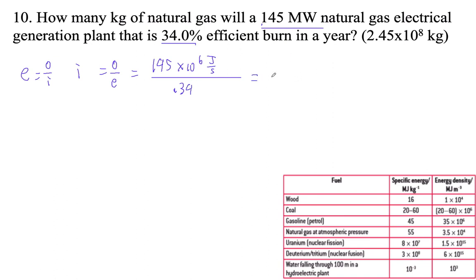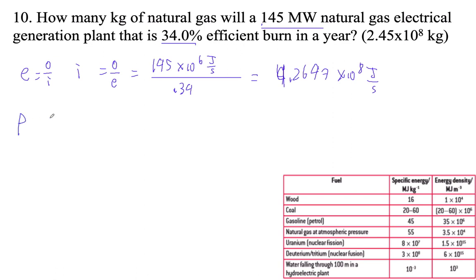So the energy is going into this natural gas plant at this rate: 145 E6 divided by 0.34. It's going into the plant at a rate of 4.2647 times 10 to the 8th watts, or joules per second, right? Okay. So now let's figure out the energy in a year.